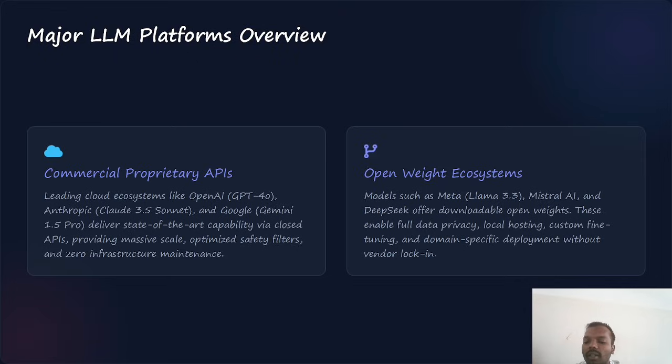Second, we have the booming open-weight ecosystem led by models like Meta's Llama 3.3 and DeepSeek. These allow developers to download model weights directly, host them locally on private servers, and fine-tune them for complete data privacy and custom control.